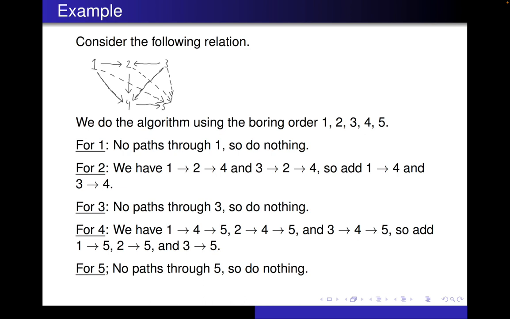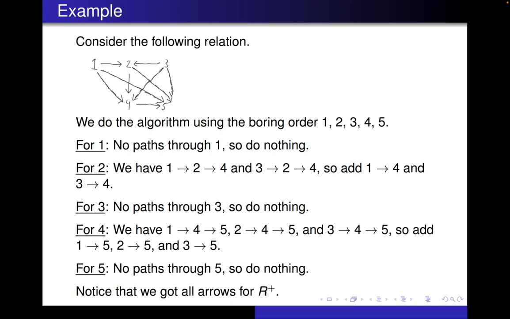And then we get to 5. Well, 5 has a similar problem as 1 and 3, kind of the opposite problem, right? Because we have a bunch of arrows pointing at 5. Unfortunately, 5 isn't pointing at anybody, so there are no paths where 5 is in the middle. So again, we do nothing, and notice that we got all the arrows for the transitive closure, all the ones that we did before. If you look at all the arrows downstream from any particular vertex, it's pointing at all of those.